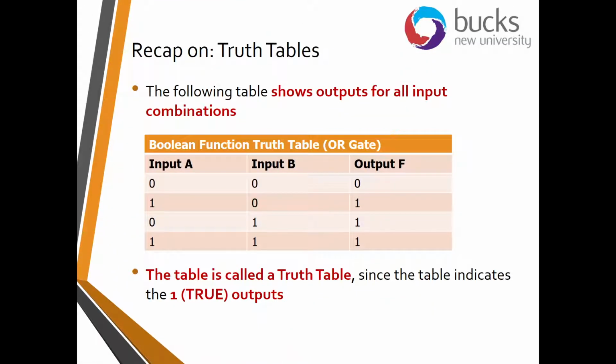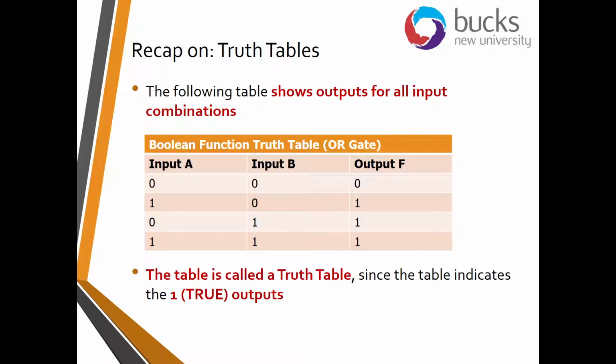First of all, we're going to do a quick recap on truth tables. The following table shows outputs for all input combinations. Here we have the Boolean function truth table for an OR gate, with two inputs, A and B, and we see the output we get if those two inputs are put through an OR gate. This table is called a truth table since it indicates the true outputs for each combination.